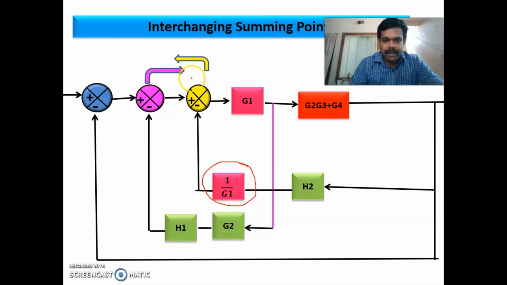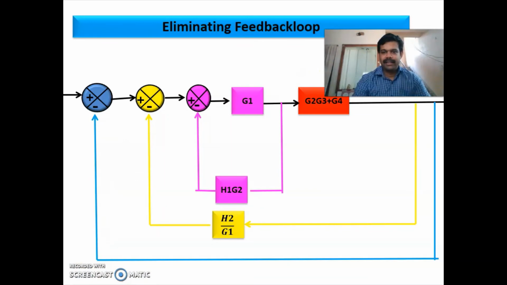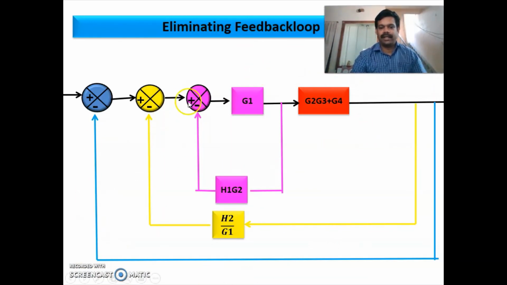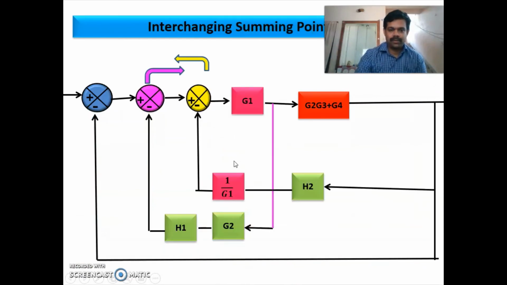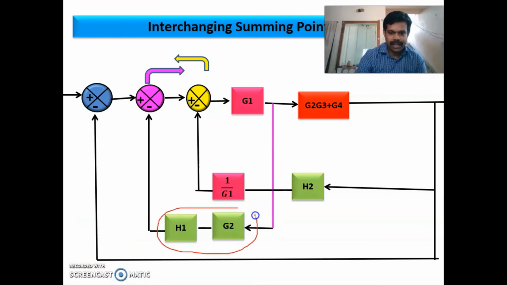interchanging the summing points. This summing point you are moving here and this summing point you are moving there. So after interchanging the summing points, we are getting like this. Okay. So after interchanging, we are getting like this. So before that, here we are having these two blocks in cascade.